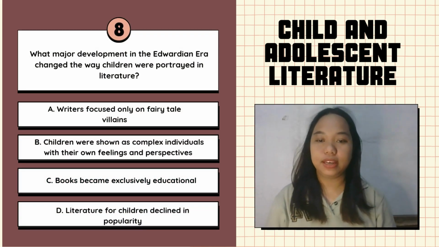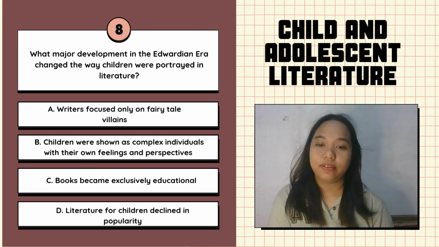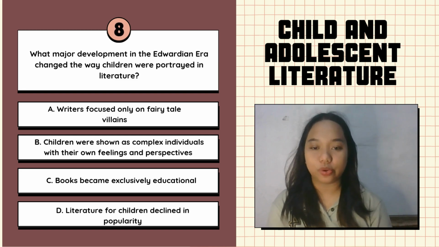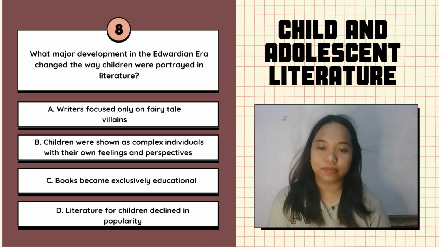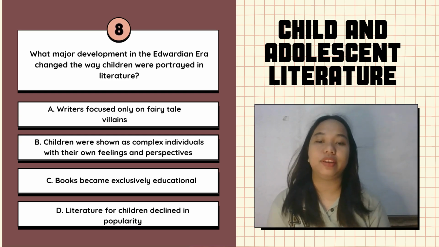For number 8, what major development in the Edwardian era changed the way children were portrayed in literature? Letter A, writers focus only on fairy tale villains. Letter B, children were shown as complex individuals with their own feelings and perspectives. Letter C, books became exclusively educational. And letter D, literature for children declined in popularity.